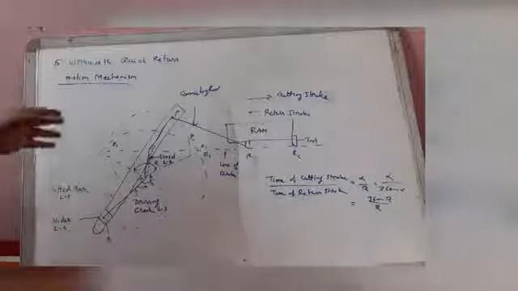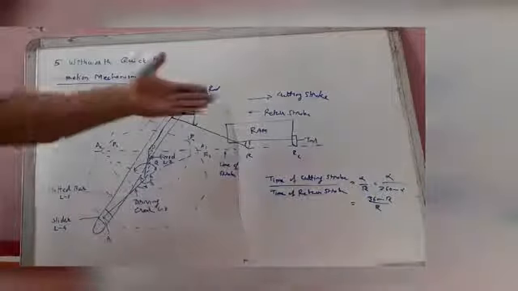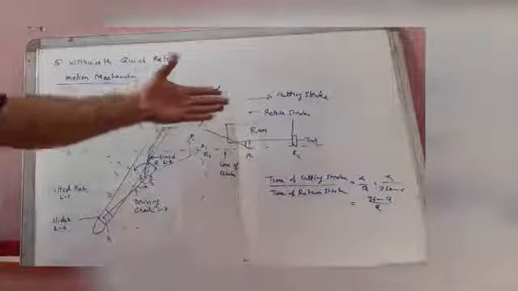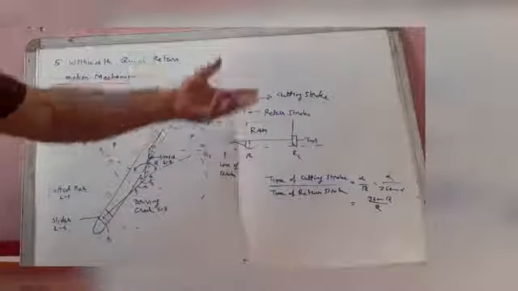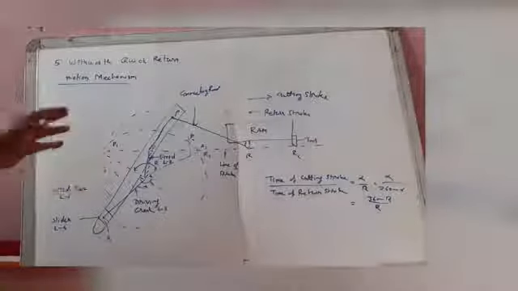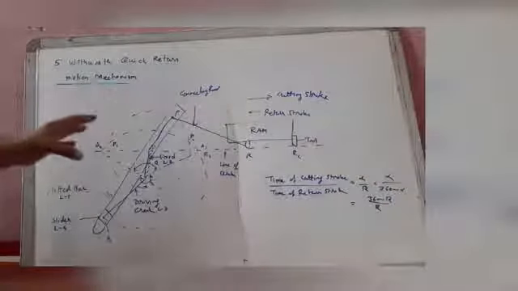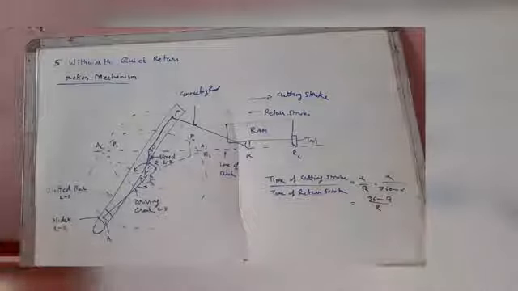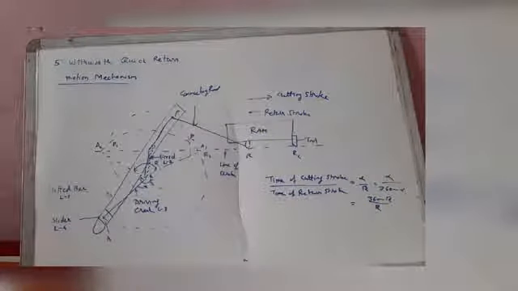Here the main purpose of these two mechanisms, the fourth and fifth, is to increase the cutting stroke and decrease the return stroke. This type of mechanism is used in the shaper, slotter, etc.